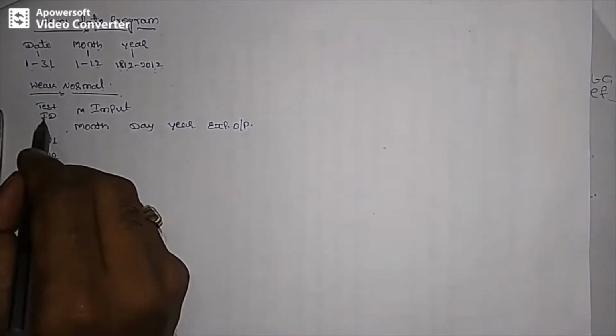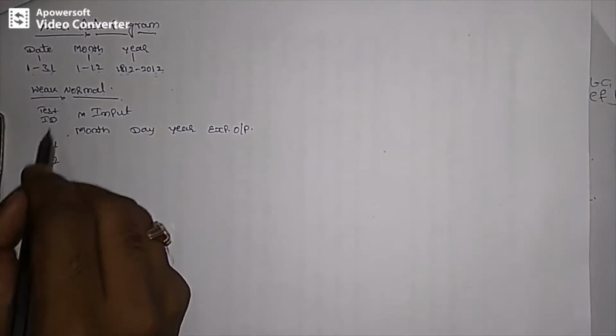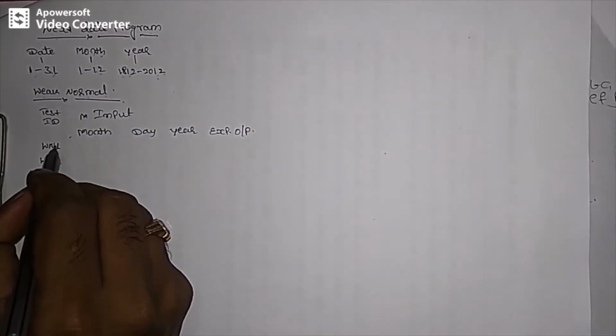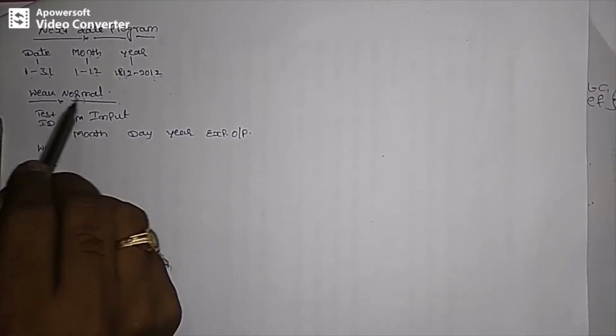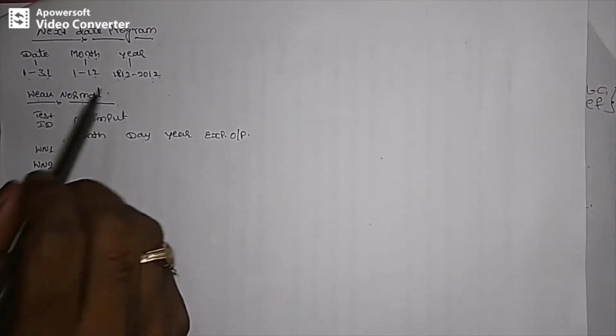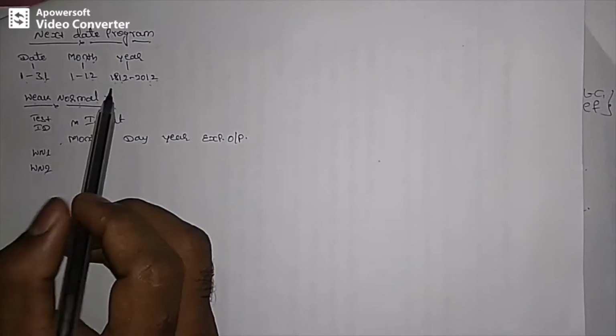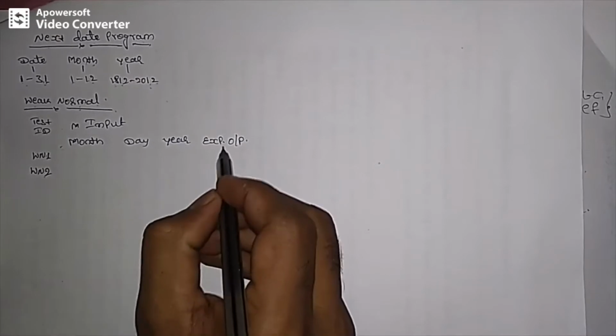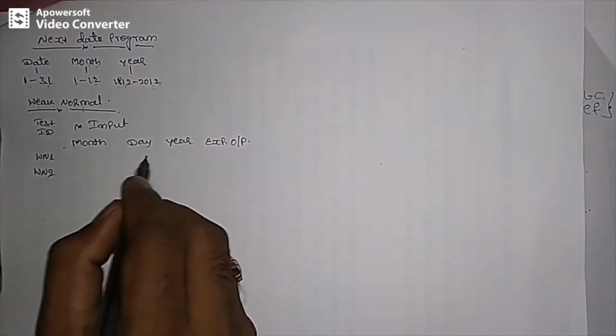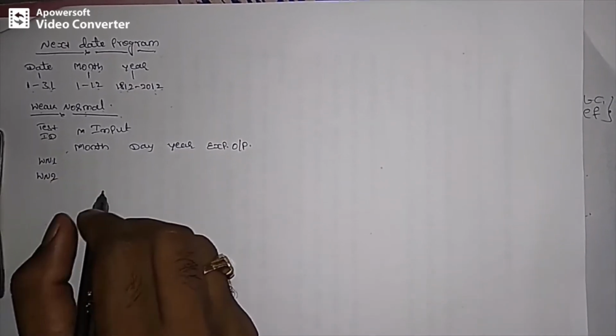So here we have a test case ID. I told you weak normal test cases we write as WN1, WN2, WN3. Weak normal is nothing but valid input variables. When we are specifying the valid input variable for a program, you have to assume the possibility of outcome first. Based on that, you need to specify the input parameter list.